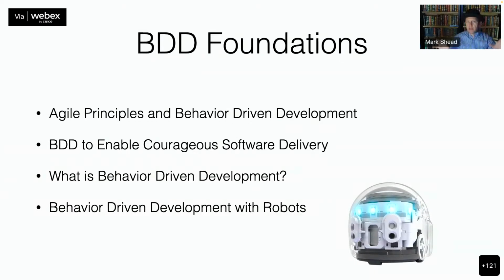We go through Agile principles and behavior-driven development, how those things work together. We talk about how behavior-driven development can enable courageous software delivery, or delivering with lower risk, but delivering quickly. Another session on what is behavior-driven development, which we did a few weeks ago here. And then this session right here, behavior-driven development with robots, where we team people up in groups of 3 and let them actually go through and mimic what you're going to see here today.